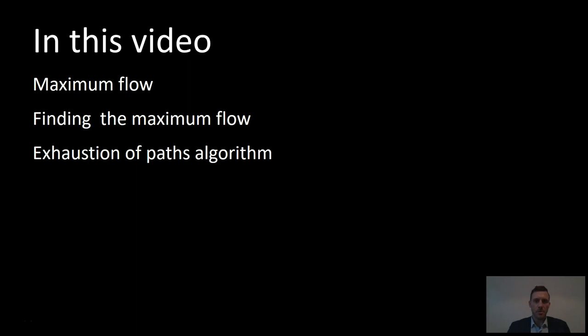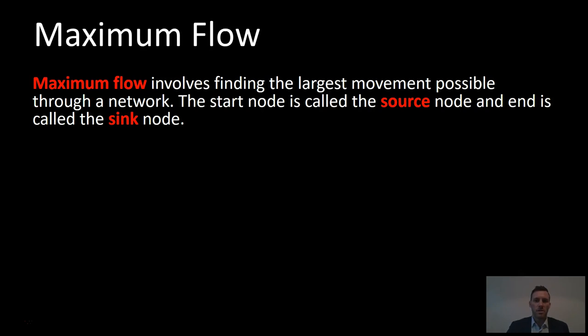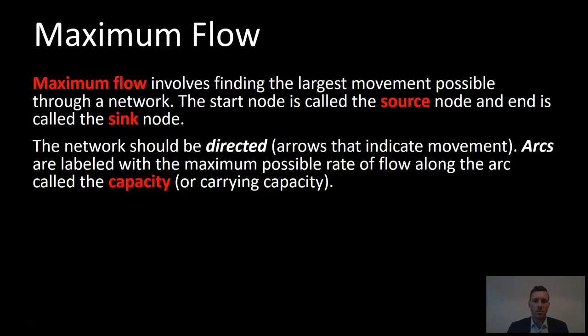In this video, we'll look at what maximum flow is, we'll look at finding the maximum flow, then we'll look at the exhaustion of all paths algorithm to find the maximum flow. The maximum flow involves finding the largest movement possible through a network. The start node is called the source, and the end is called the sink node. The network should be directed. Arcs are labelled with the maximum possible flow rate along the arc called the capacity.